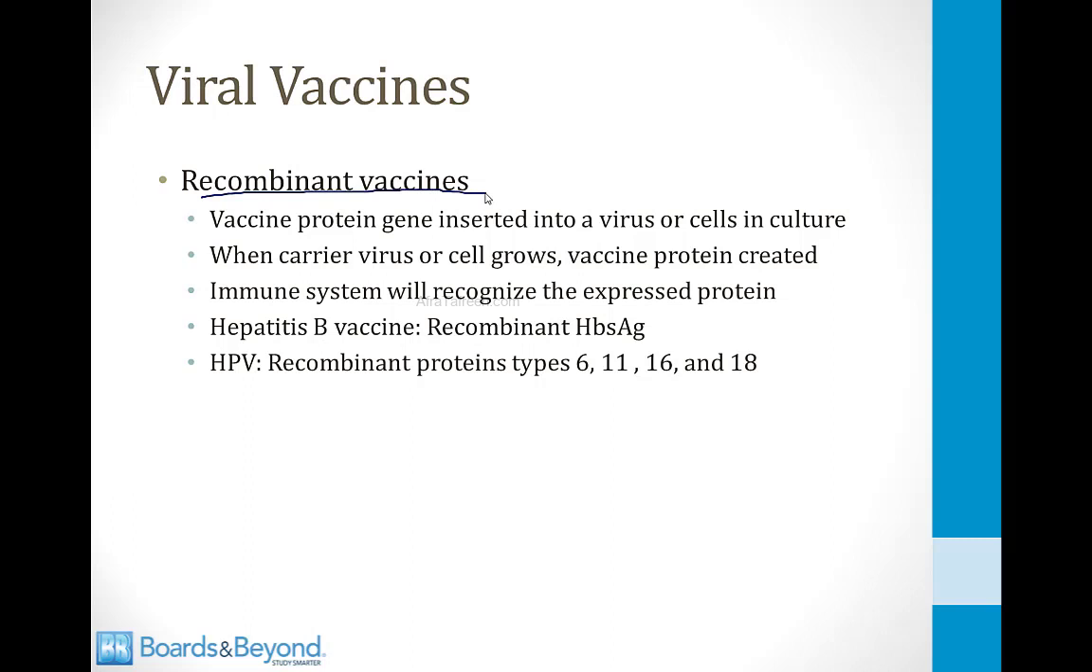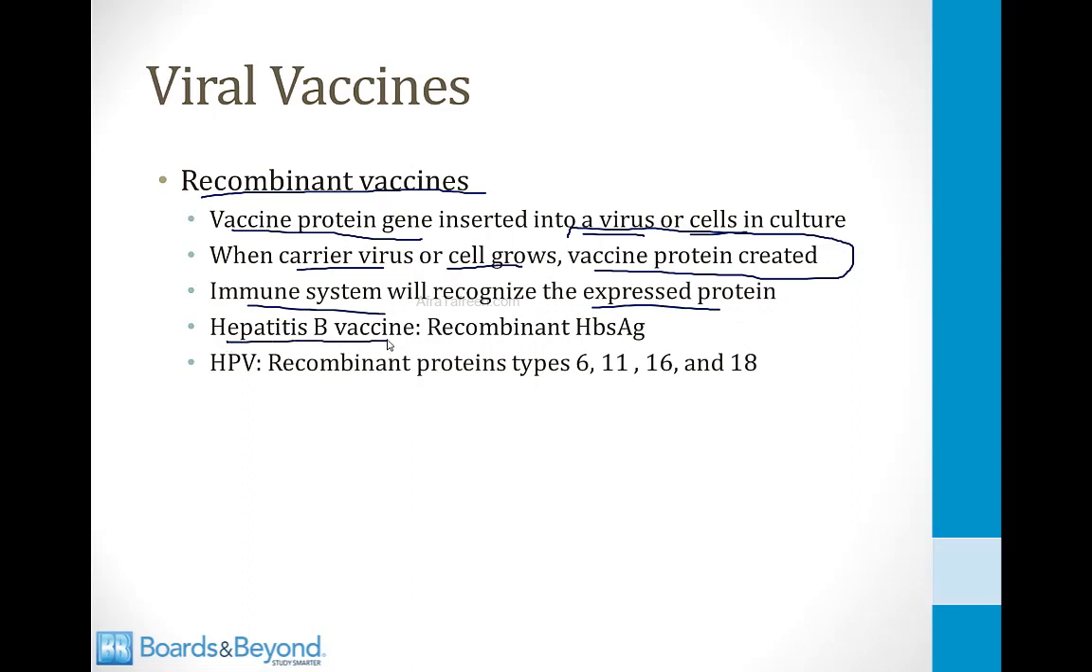And then the final type of vaccine is called a recombinant vaccine, and basically what you do here is use a culture to produce multiple copies of a viral protein that you use for vaccination. So you take a gene for a viral protein and you insert it either into a virus or some cells in culture. When the carrier virus or the cells grow, the vaccine protein gets copied, and then you can inject multiple copies of this viral protein into a person, and the immune system will recognize the expressed protein and create an immune response. And this is the way we vaccinate people against hepatitis B.